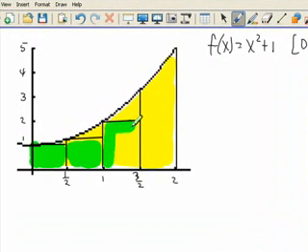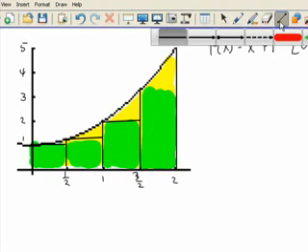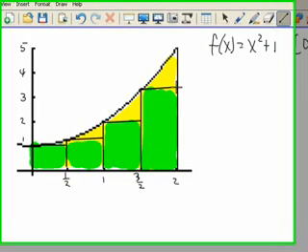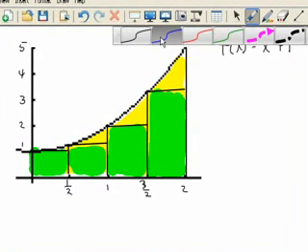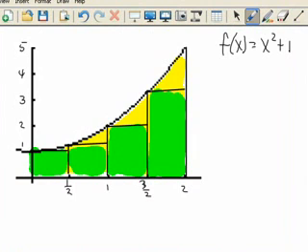And then this rectangle, again, is a little bit further off. The steeper the curve gets, the worse my rectangle is at approximating the area under the curve.